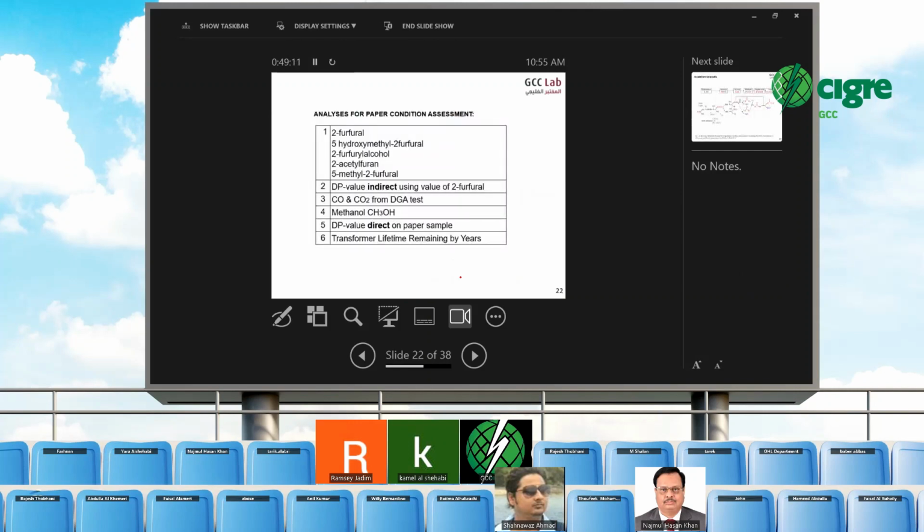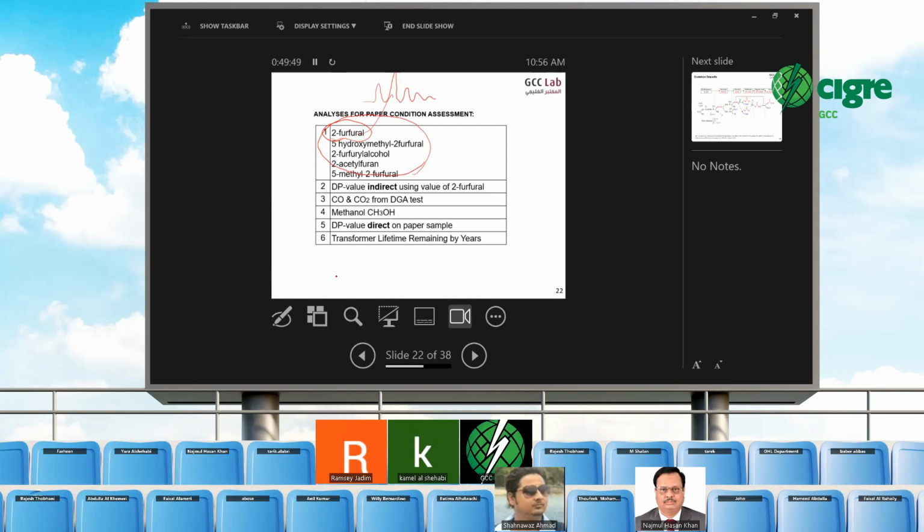What tests do you need for an accurate evaluation of the paper? Of course, there are 5 furans, but the most important one is this. Usually it comes like this, and then very big, then like this. So this one is 2-furfural, number 2 in the instrument chromatogram. DP value indirect uses the value of 2-furfural.